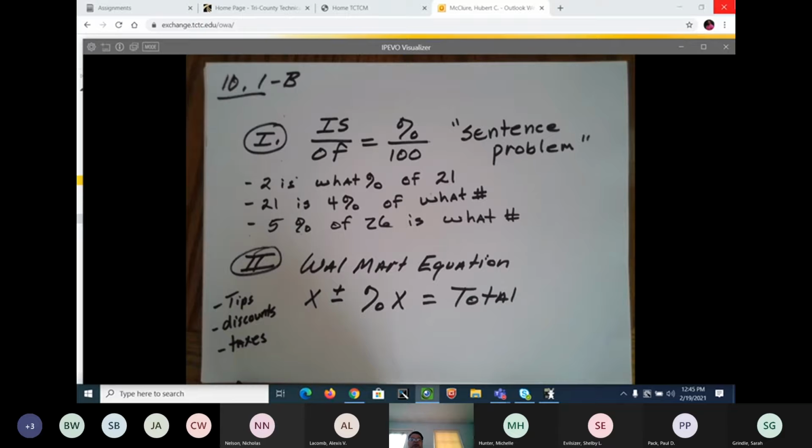Now, somebody tell me what tips and taxes are. Positive or negative? Positive, because you add them on to whatever you have. You add the tips onto the bill. You add the taxes onto what you make. Nothing is free.